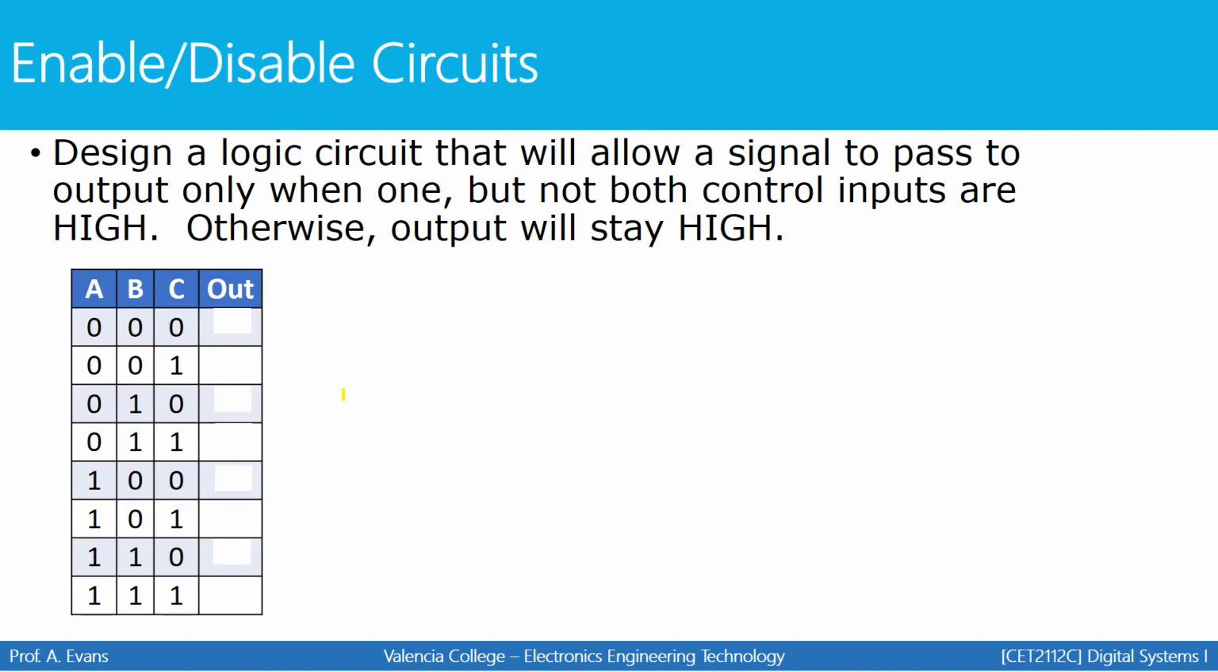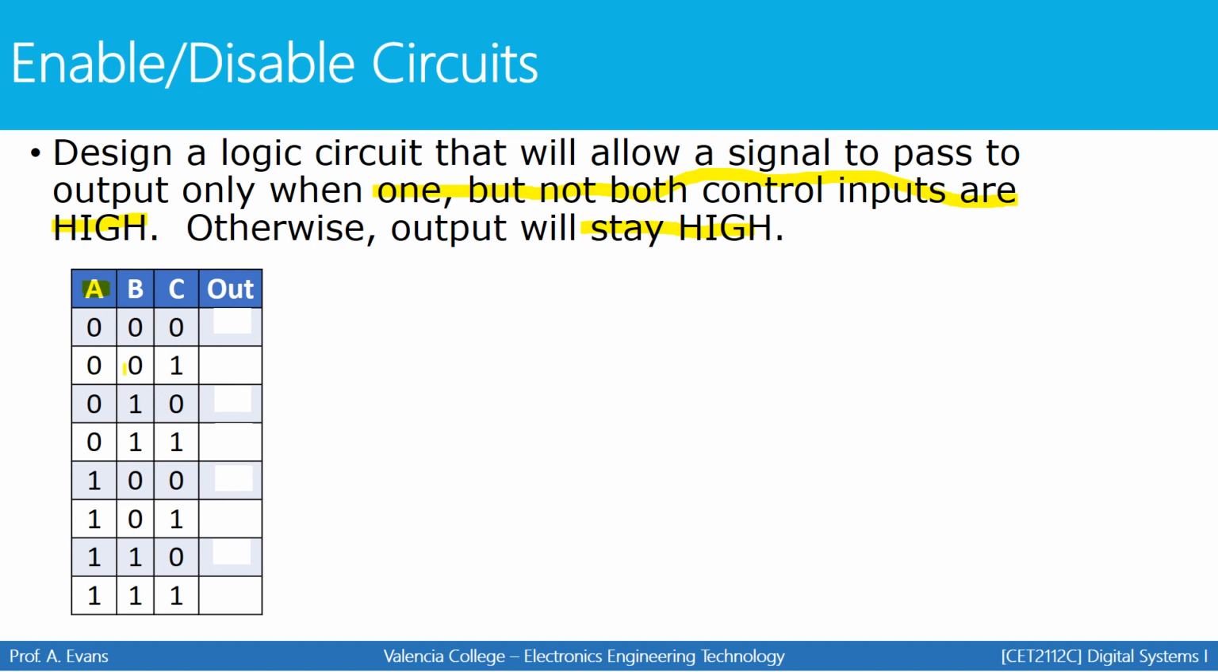Now we're going to design a logic circuit that will allow a signal to pass to the output only when one, but not both, control inputs are high. Otherwise, the output will stay high. So one, but not both, control inputs are high. That's our condition. Remember, A is our input signal. That's the signal that we want to pass to the output. B and C will control that signal and allow it to be enabled or disabled based on the problem statement.